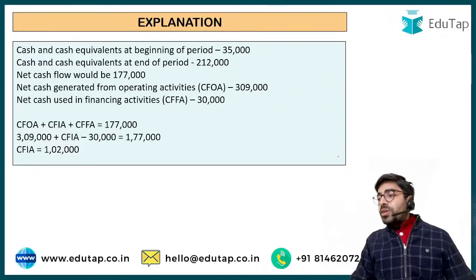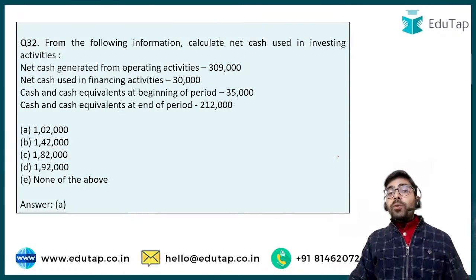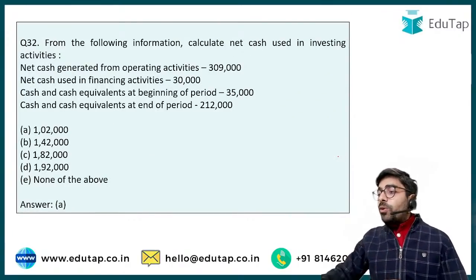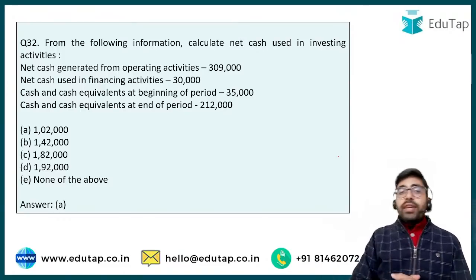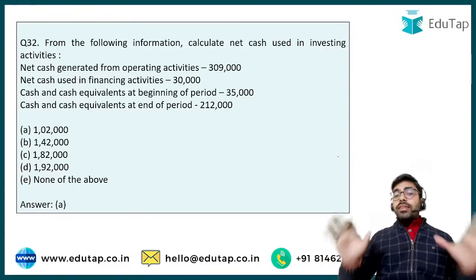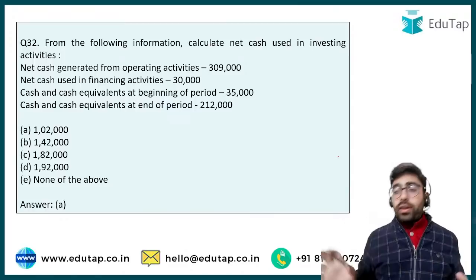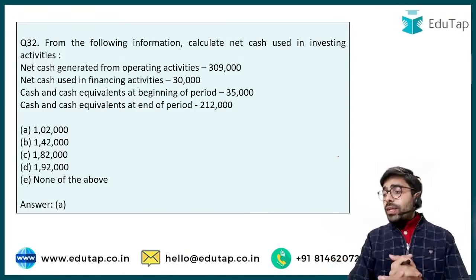So the answer is going to be option number A, and I hope you guys have understood how we have calculated this one. Many of you have answered option number A, and this is perfectly fine. For those who did not answer, just tell me whether you have got it or not.